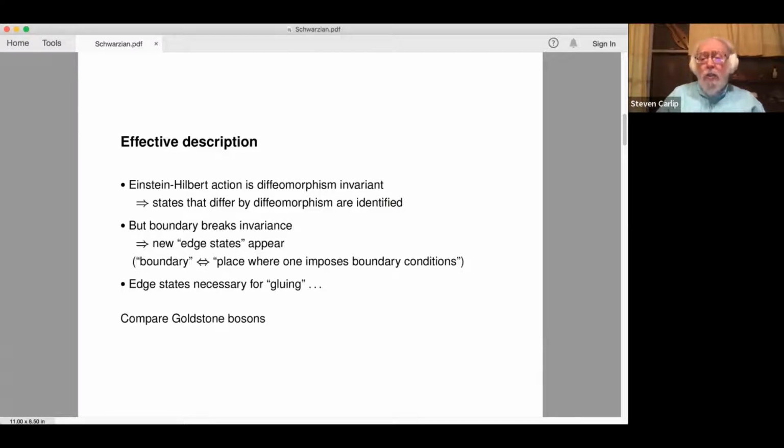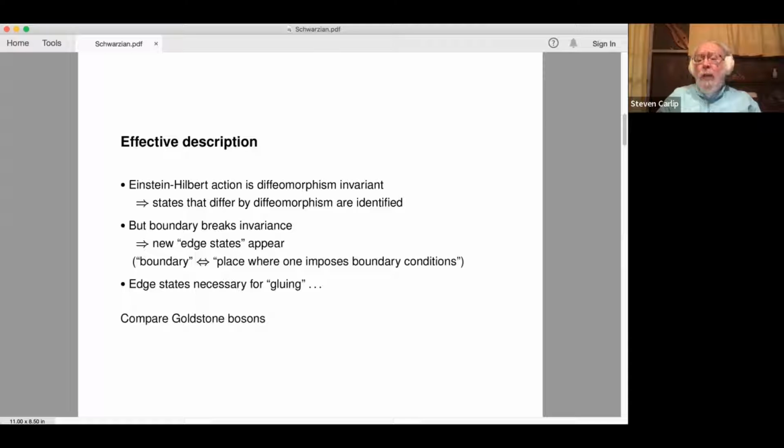Now, these edge states have shown up in a number of different contexts. They're completely vital in Chern-Simons theory, for instance. And it's been shown that they're necessary for gluing. That is, if you have two manifolds with boundaries and you want to join them along the boundary by integrating over boundary values of the fields, you have to include an integral over the edge states, or you just don't get the correct composition.